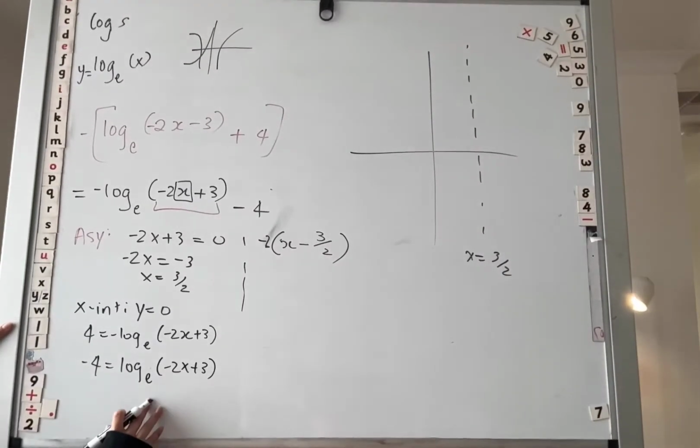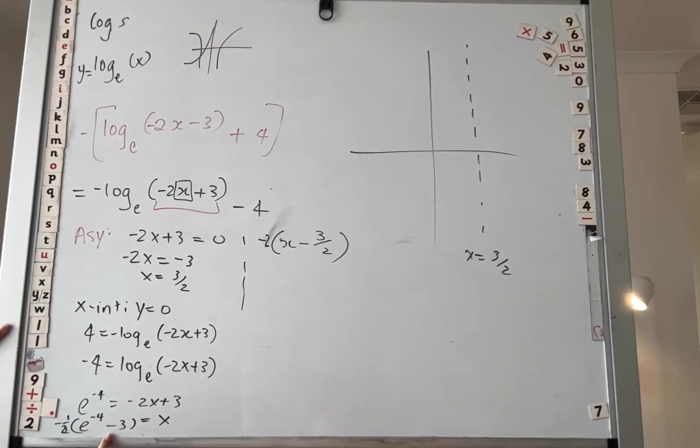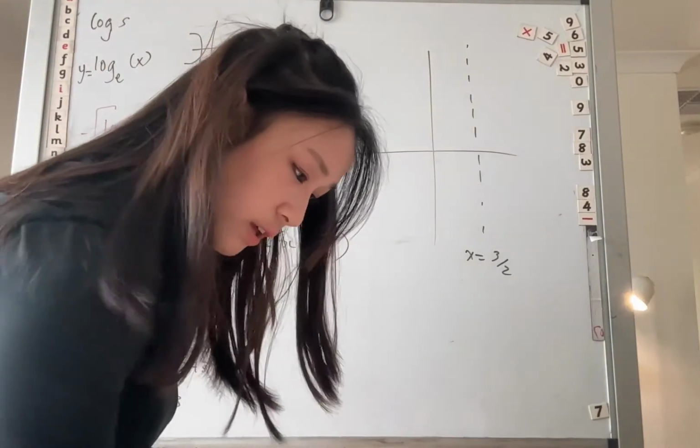Now, use your log exponential practice. E to the power of negative 4 equals negative 2x plus 3. E to the negative 4 minus 3 divided by negative 2 equals x. So this is your x-intercept. So check that on the calculator, whatever that is.